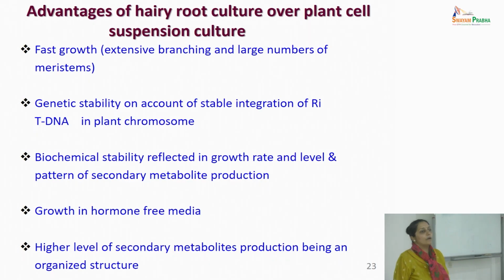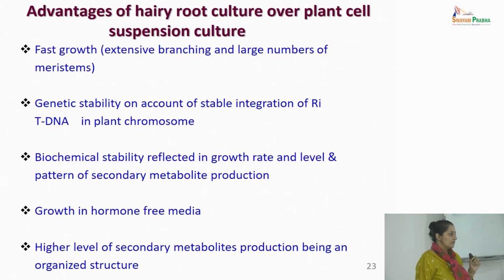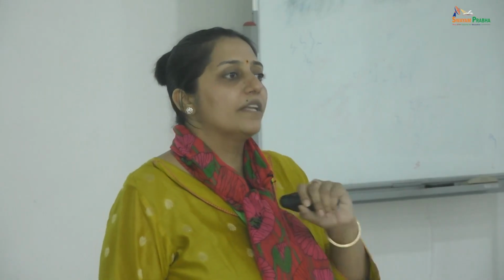Now, suppose you have found that the synthesis is only linked to the roots of the system. But if you are trying to generate cell cultures from the aerial parts, you may not be able to see expression of the product. So what one can do is generate hairy roots, and they might be able to show the expression of that secondary product.